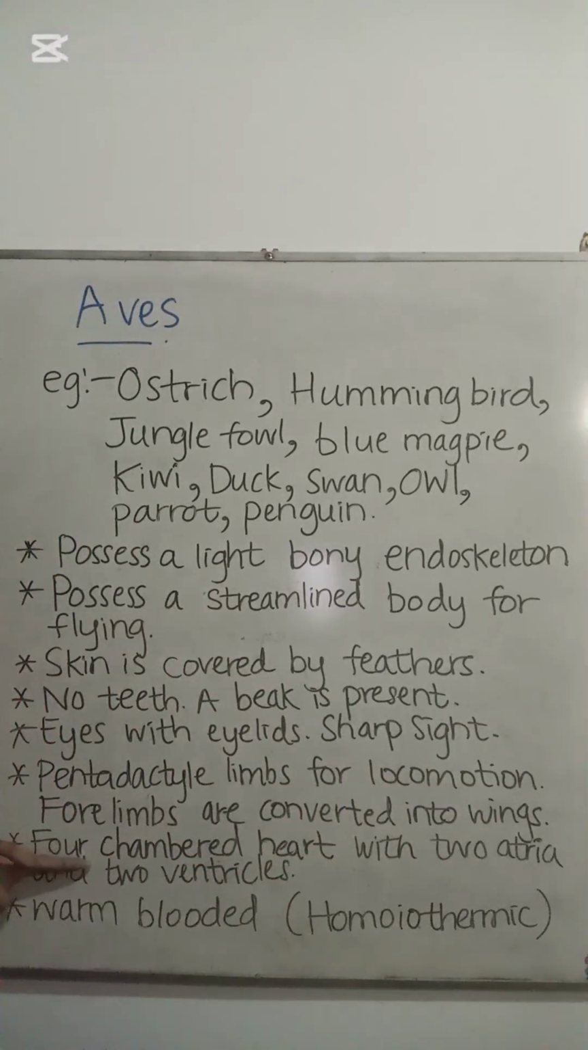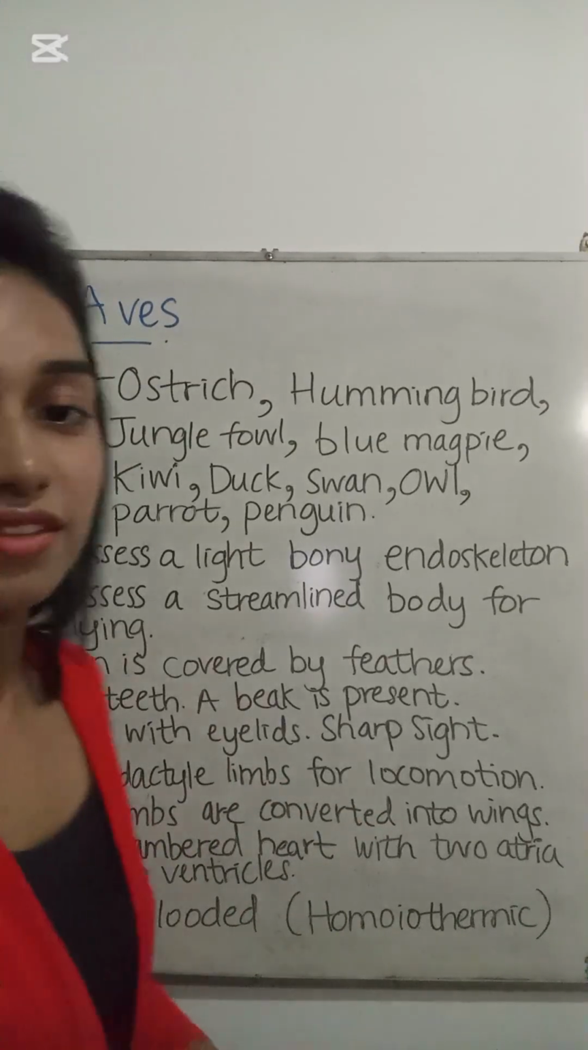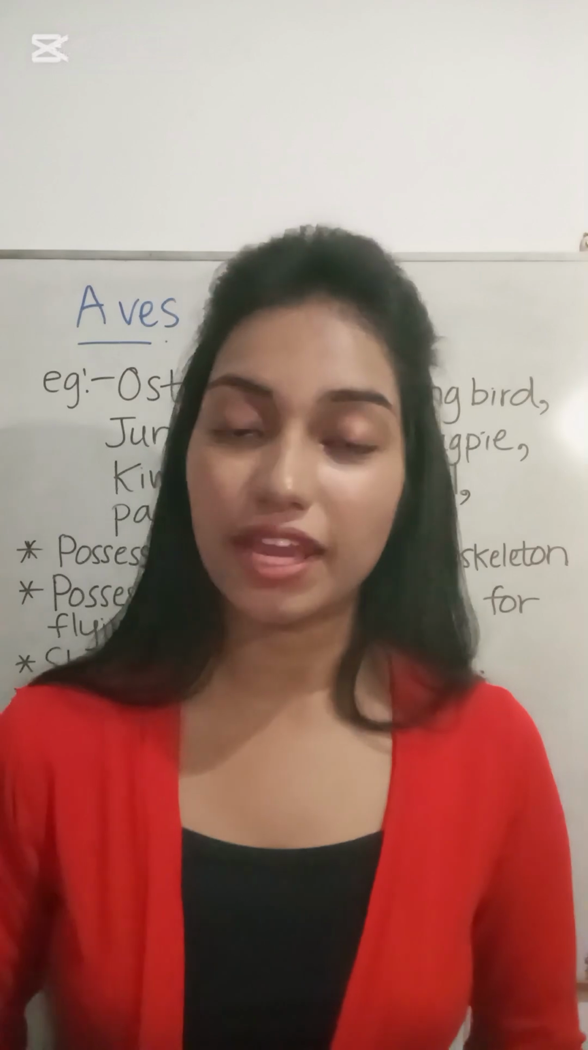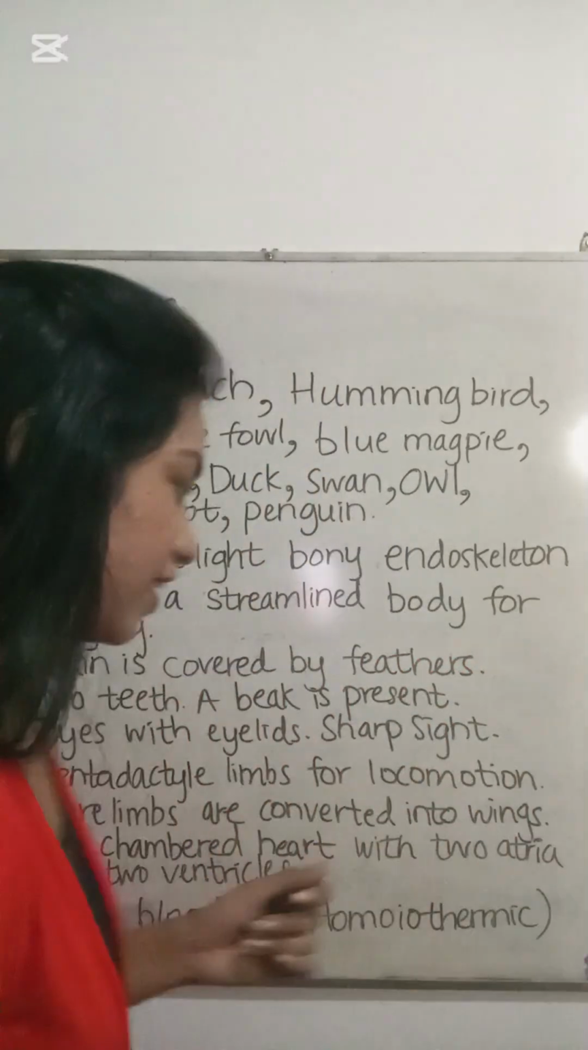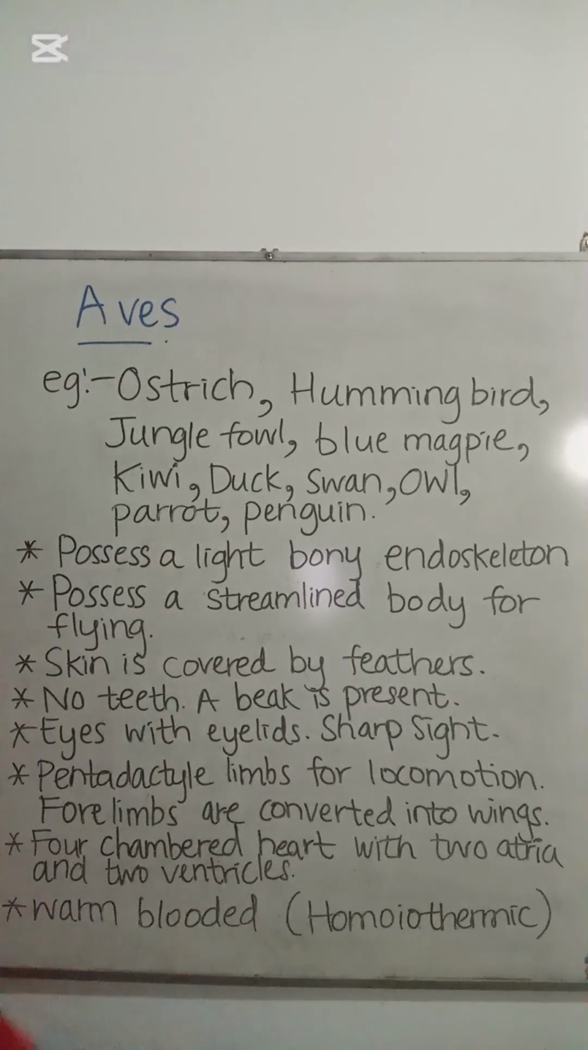And see this point. Four-chambered heart with two atria and two ventricles. Aves have a four-chambered heart, two atria and two ventricles. Can you remember the fish case? They had a two-chambered heart with one atrium and one ventricle. Then amphibians had a three-chambered heart with two atria and one ventricle. Reptilia had two atria and an incompletely divided ventricle. Right? In aves, they have two atria and two ventricles. Therefore, they have a four-chambered heart.